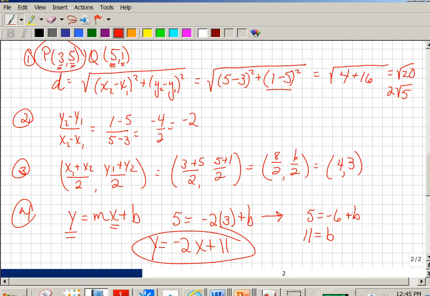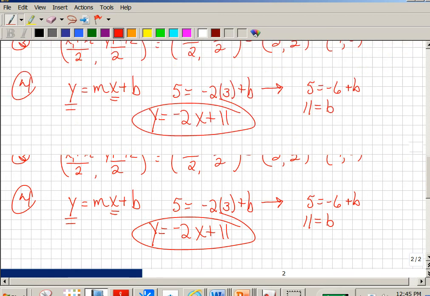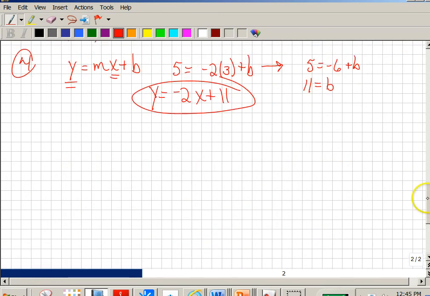Number 5 I'm going to skip because I did that problem in class when I handed the quizzes back. So let me get some space here and I'll go to number 6. Number 6, 2 points are given, A and B. A is 3, 0. B is negative 3, 0. It asks for the slope between A and B.